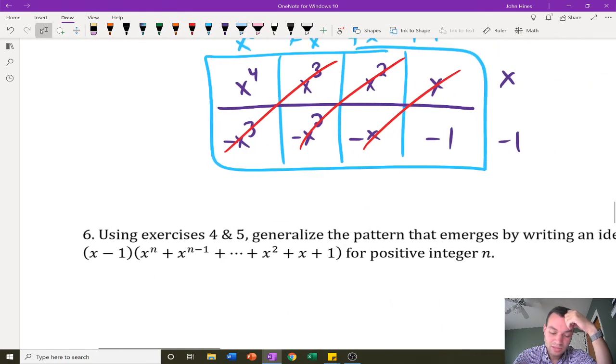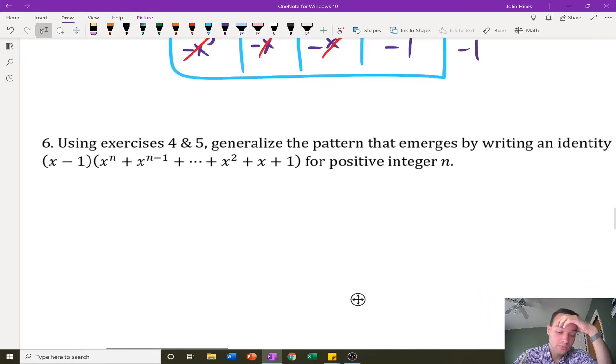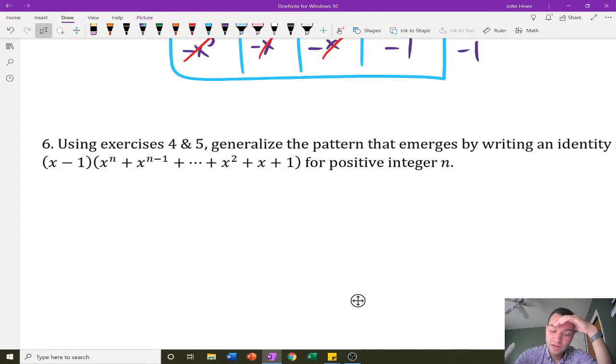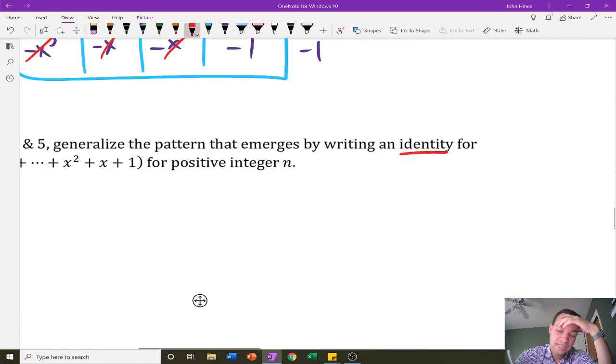So let's make a generalization here. Let's generalize. That's what we do in mathematics: we look for patterns and we say, wait a minute, this looks familiar. How can I kick it up a level? So using exercises 4 and 5, generalize the pattern that emerges for this identity here. An identity is a mathematical statement that is always true.